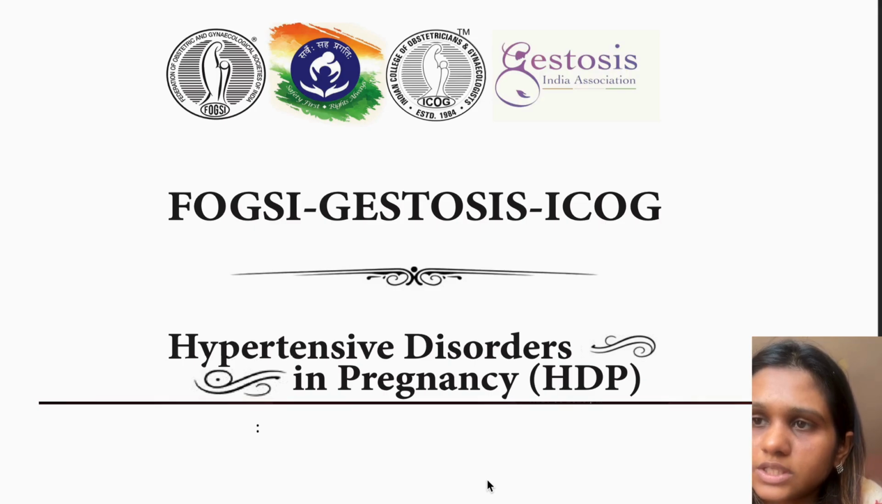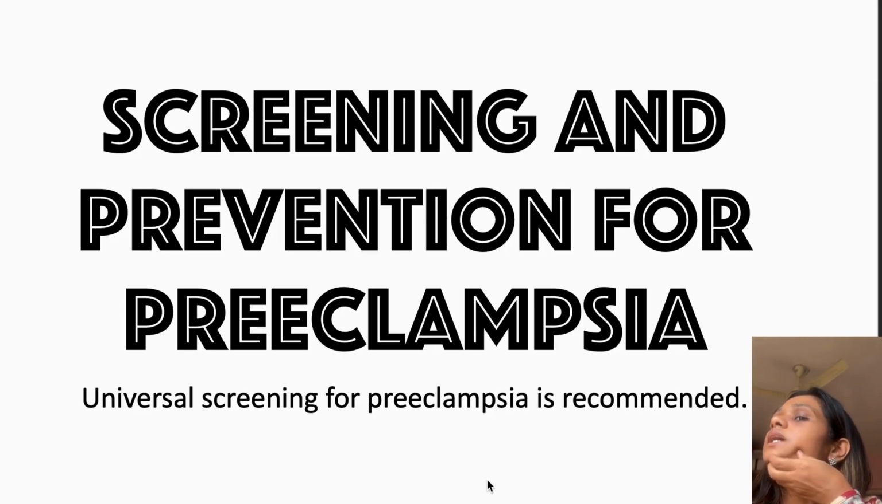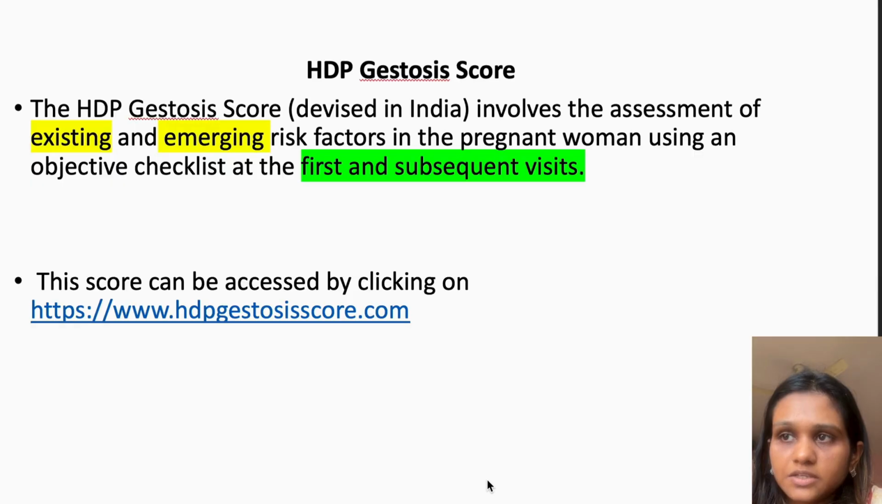Today we'll study the screening and prevention part. You must know that universal screening for preeclampsia is recommended. The screening methods introduced by FOGSI are two: the HDP gestosis score and multimodal screening. The HDP gestosis score was devised in India, and it involves assessment of existing and emerging risk factors in the pregnant woman using an objective checklist at the first and subsequent visits.